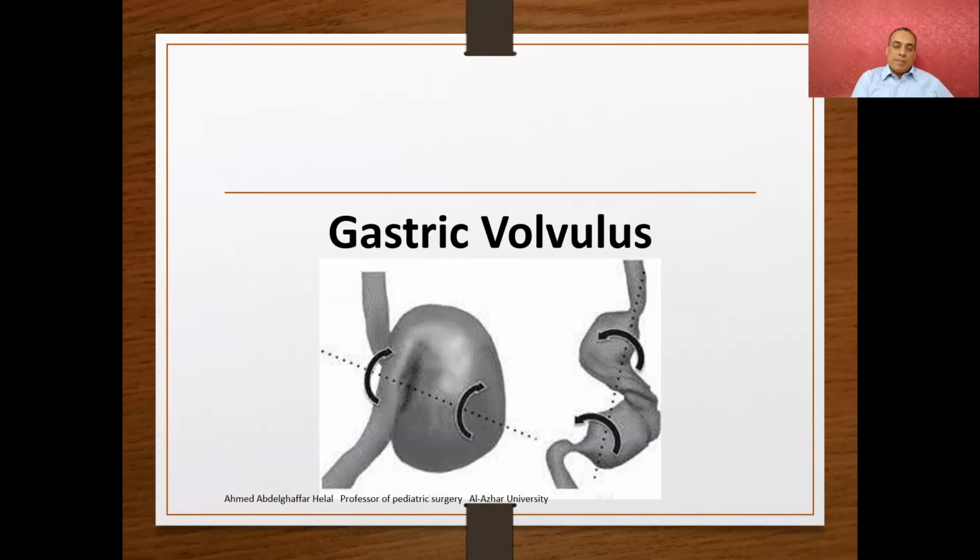Gastric volvulus. It is a very important subject related to the twisting or rotation of the stomach around one axis. This twisting or rotation may cause an acute abdomen in an infant or a child, may present with severe respiratory distress, and may require intubation.